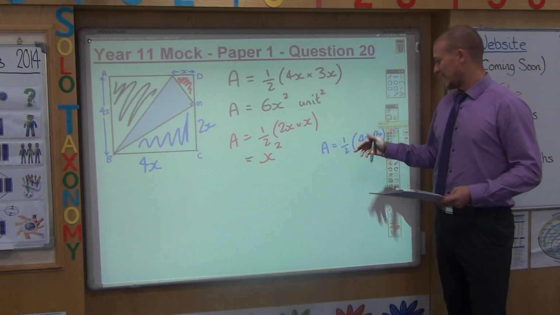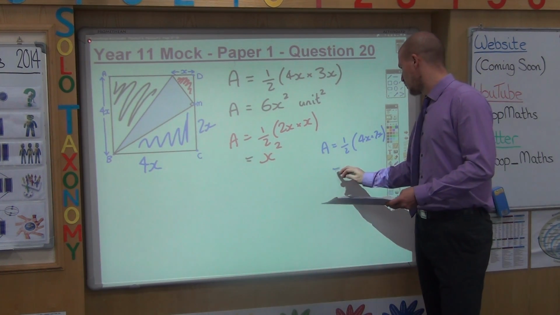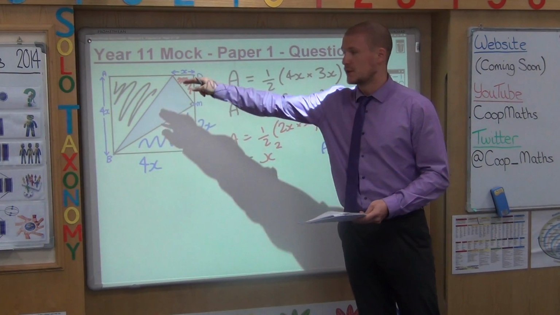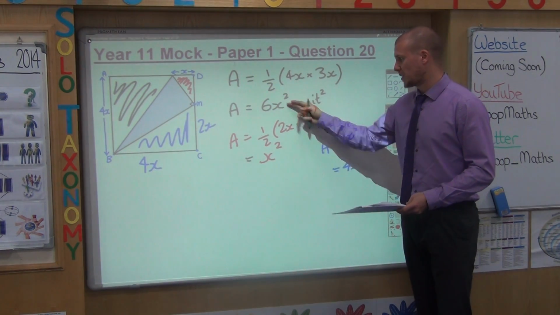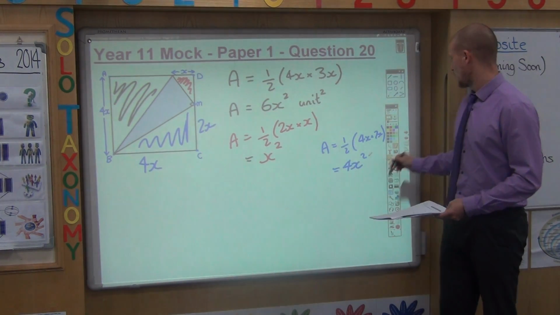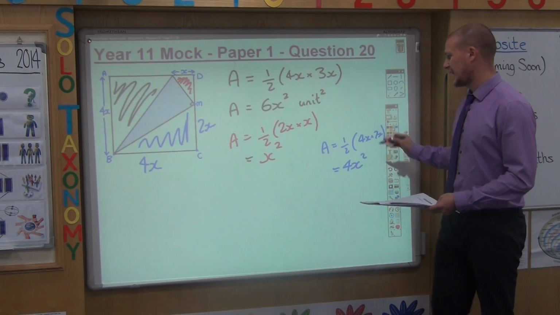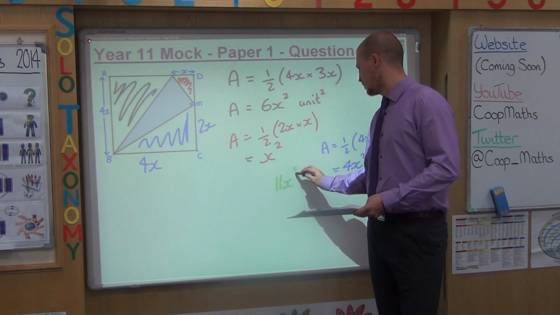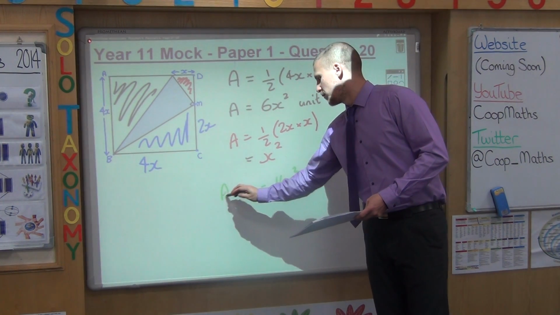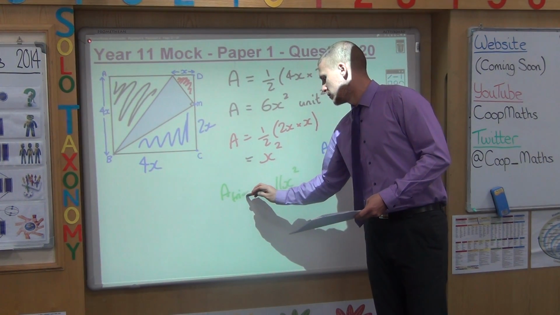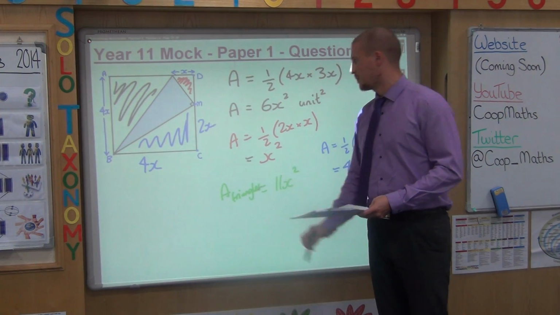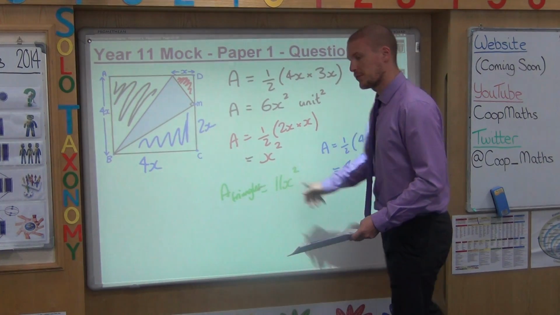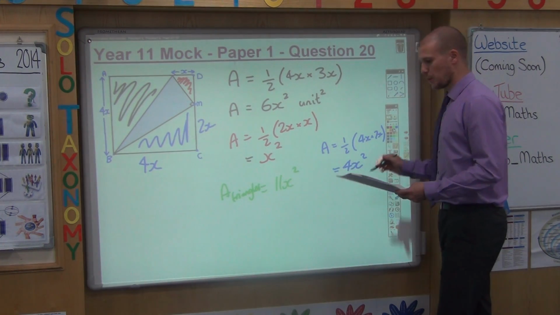4x times 2x, 8x squared, half of that, 4x squared. Okay, so the blue triangle, the red triangle, and the black triangle are 6x squared, x squared, and 4x squared together. I can add them all up right now to give me 11x squared. So you could say that's the area of the triangles together. So all I need to do now is find the area of the whole square and take that away from it. And we'll go for pink.